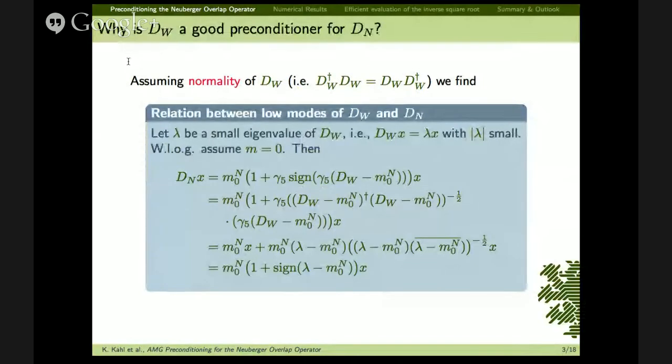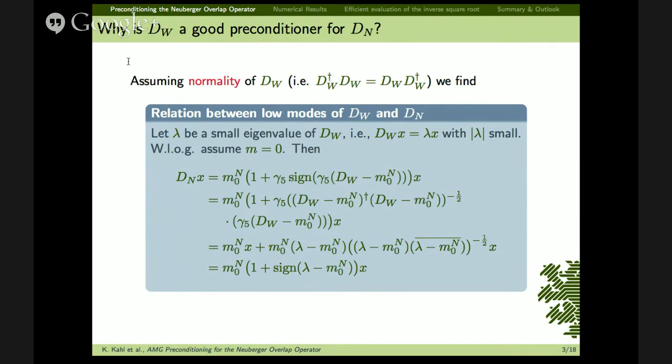Let's just assume for a minute that our Wilson Dirac discretization is normal, normal in the mathematical sense. I'll come to it later on. One of the equivalent formulations of normality is that d dagger d is equal to d d dagger. This is one of, I think, 35 or more equivalent formulations of normality. It's actually one of the least interesting ones. There are two more that I'm going to mention later on that are, in my mind, more interesting in this context.